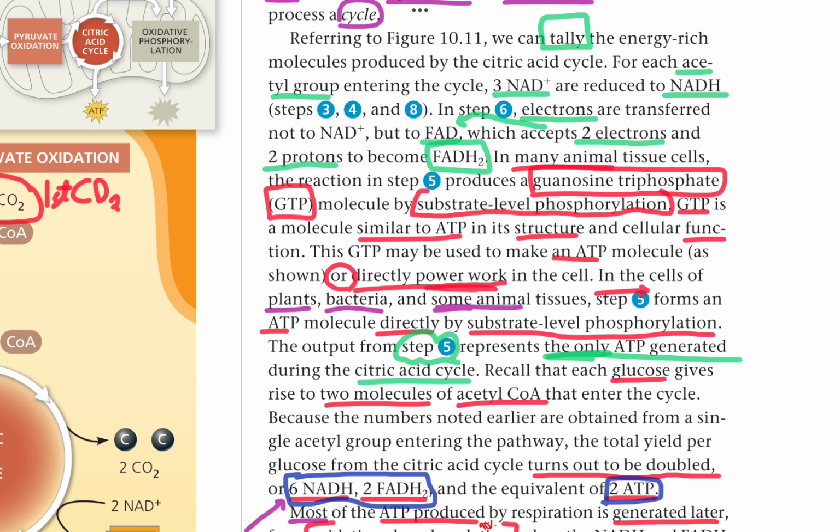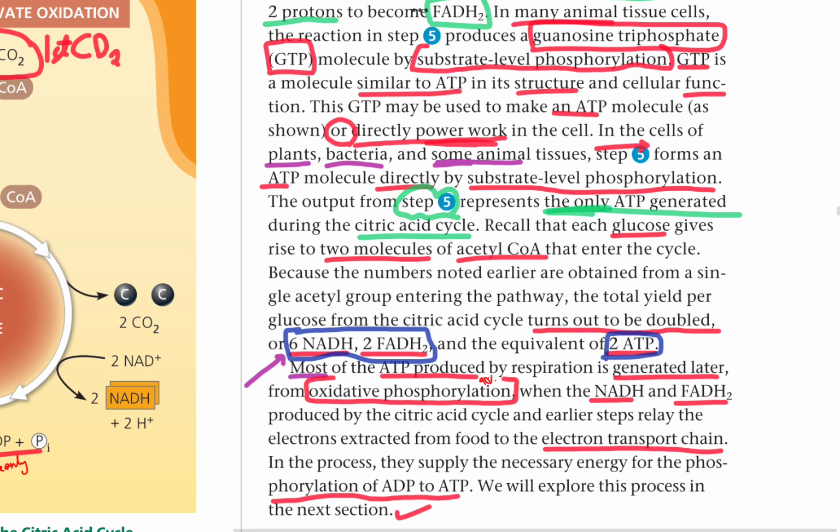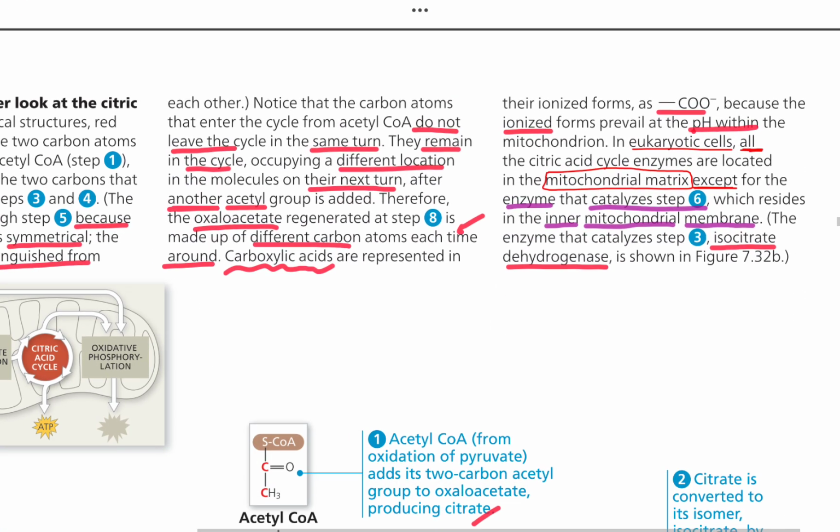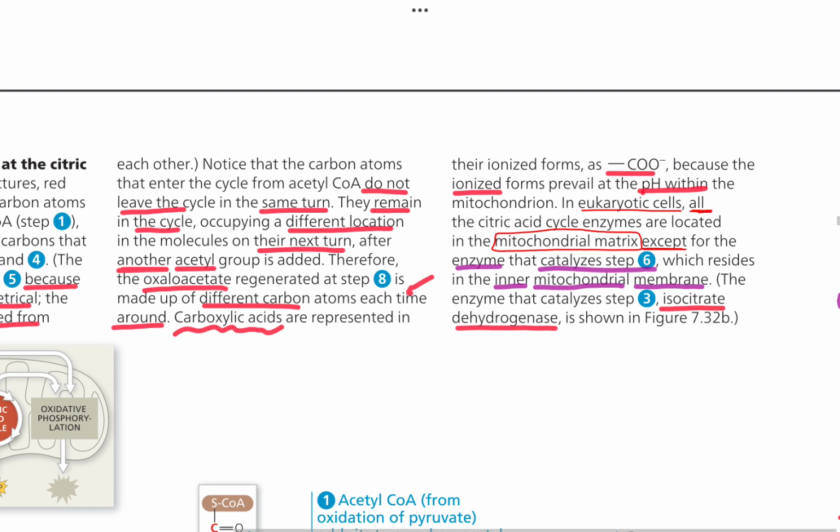We have 1 ATP or GTP, substrate level phosphorylated and produced. We have 1 FAD that is reduced per acetyl coenzyme A. Per 1 glucose, we have double that. That is 6 NAD reduced, 2 FAD reduced, and 2 GTP or ATP.